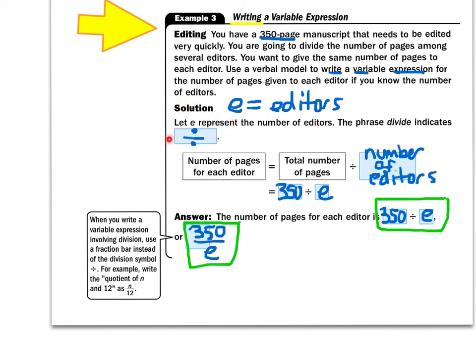Here's a solution. They say, and this is really important in algebra, let E represent the number of editors. That's defining our variable. So E equals editors. And then, of course, divide is going to tell us to use a division. So here's the model. The number of pages for each editor equals the total pages divided by the number of editors. So they told us the total pages was 350 divided by our variable E. Now there's two ways to write this. We can write it using the old-fashioned division sign, 350 divided by E. Or in algebra, often we're going to use a fraction. So I could put 350 in the numerator divided by E in the denominator.